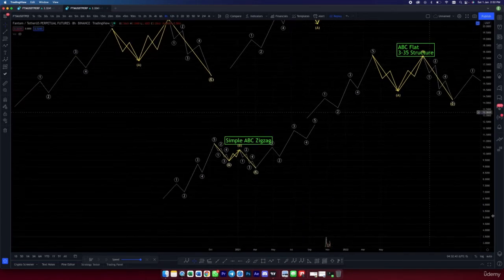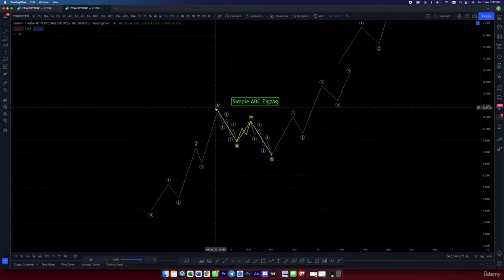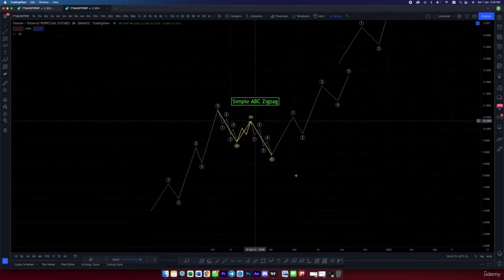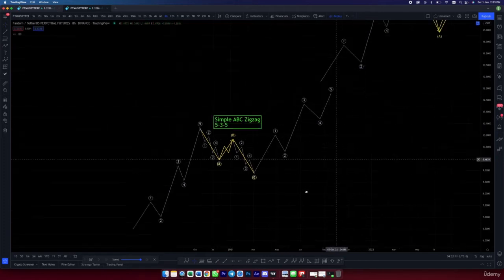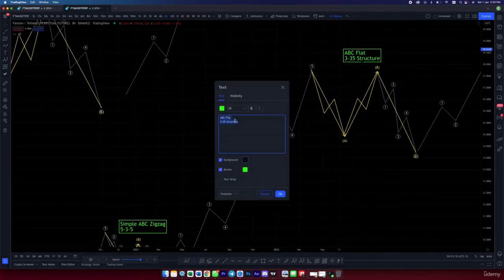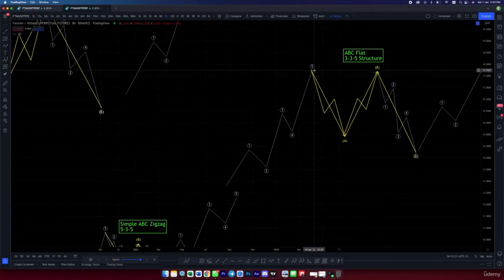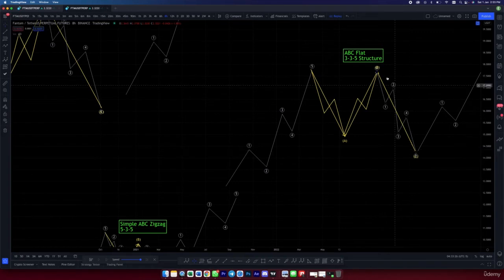So we discussed 4 different types of ABC. One we said is simple zigzag. Simple zigzag is when you find a 5, 3, 5 structure. So A will contain 5, B will have 3 waves, and C will contain 5 waves, and then the next impulse will start. Then the next variation we discussed was the ABC flat structure, where you will have a 3, 3, 5 structure, where B does not go beyond wave 5. So you'll have A, B and C, and B falls lower than wave 5 top. So we call it ABC flat.